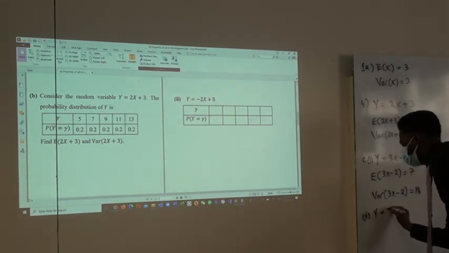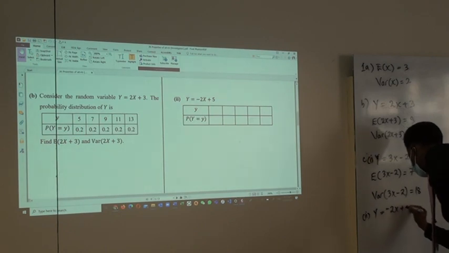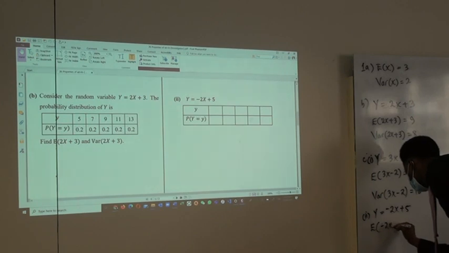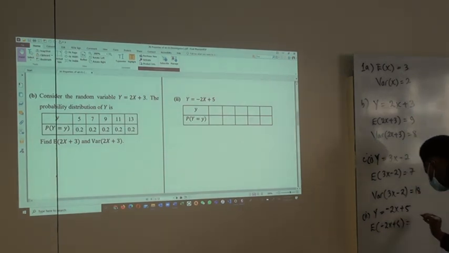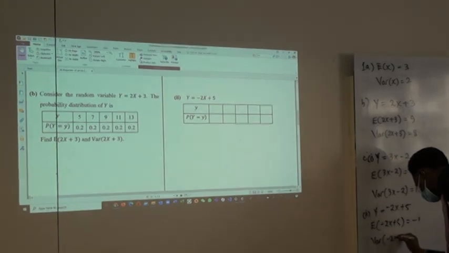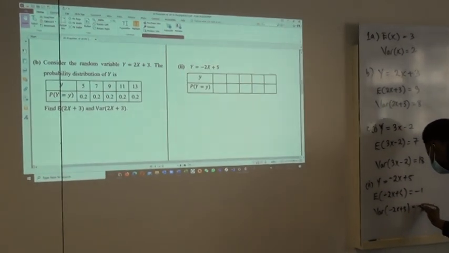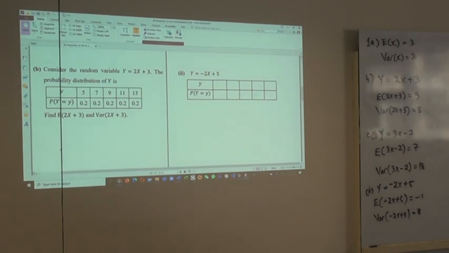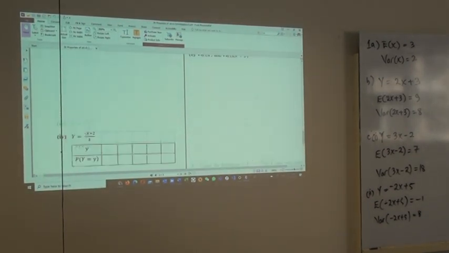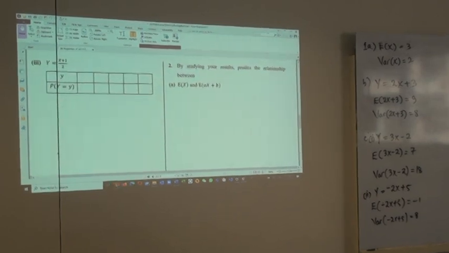C2. y equals negative 2x plus 5. What was the expectation? Negative 1. And the variance? 8. Okay. So on the next page, let's leave the 3 out of it. And 4. Let's move to here.